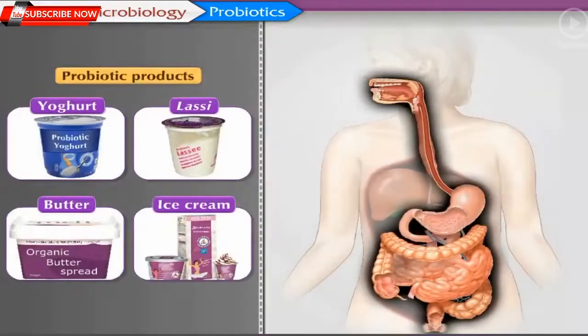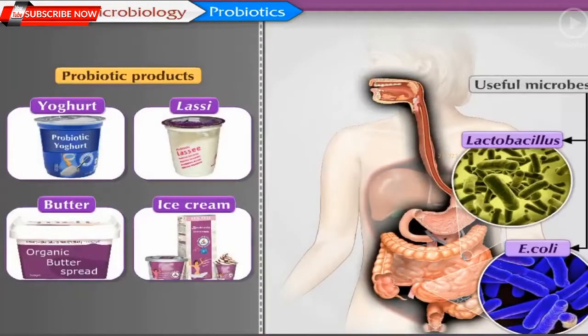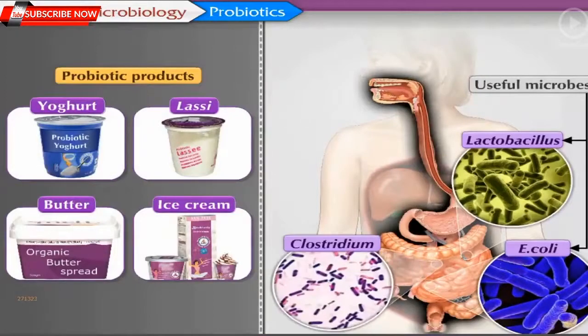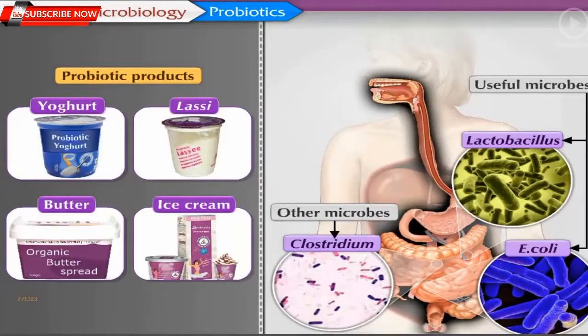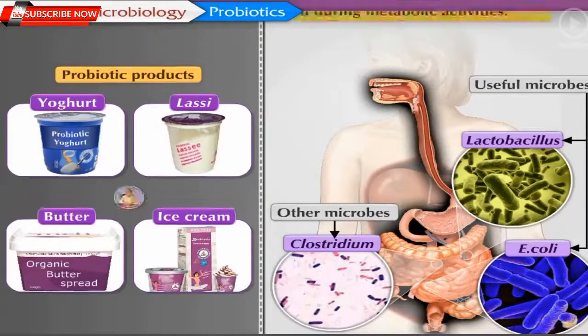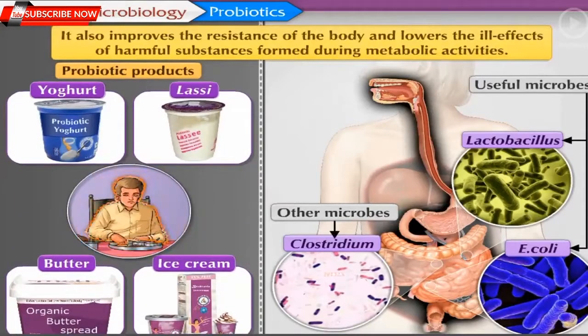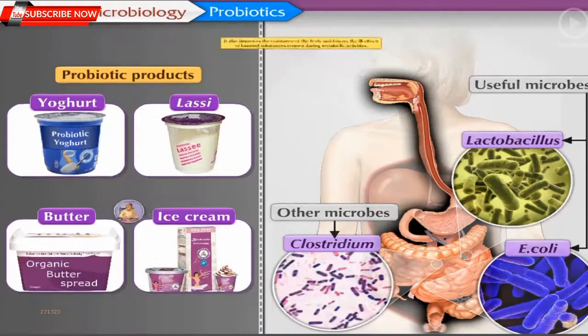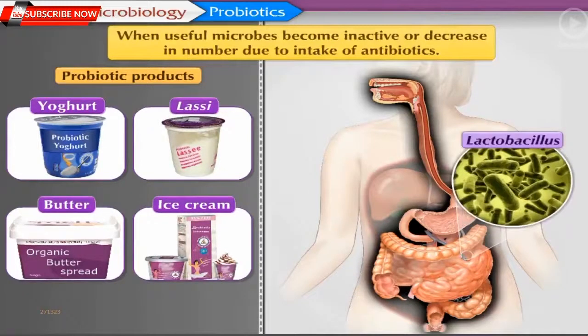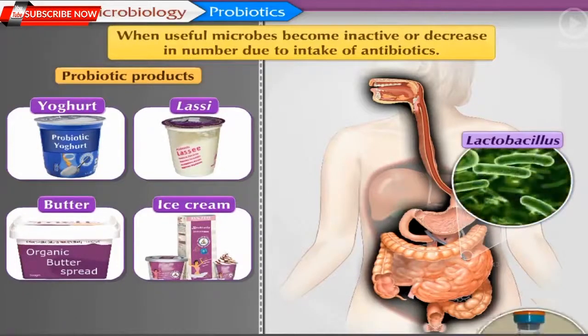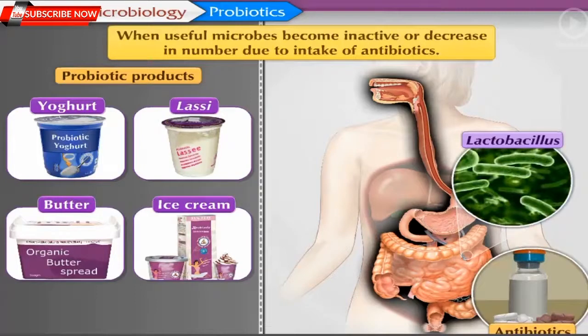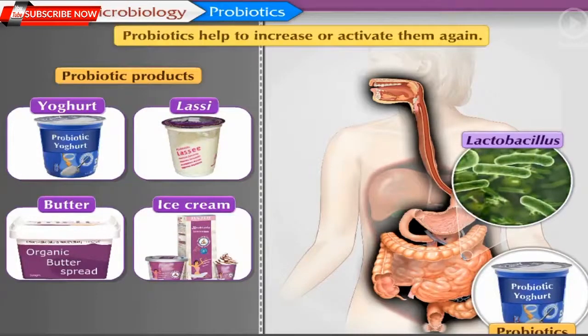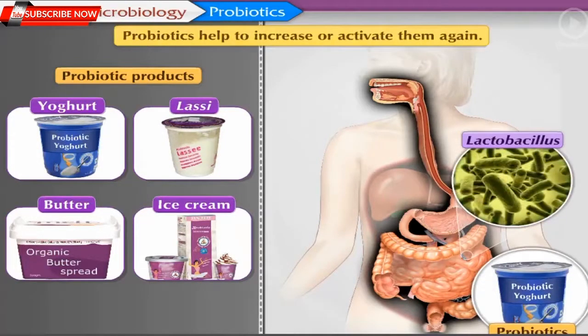Regular consumption of probiotic products helps to form colonies of useful microbes in the alimentary canal and control other microbes and their metabolic activities. It also improves the resistance of the body and lowers the ill effects of harmful substances formed during metabolic activities. When useful microbes become inactive or decrease in number due to intake of antibiotics, probiotics help to increase or activate them again.